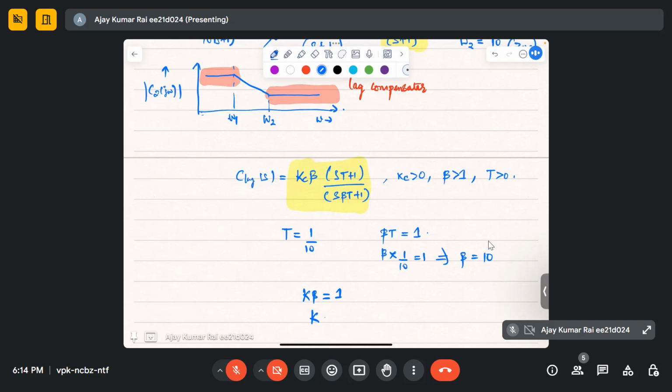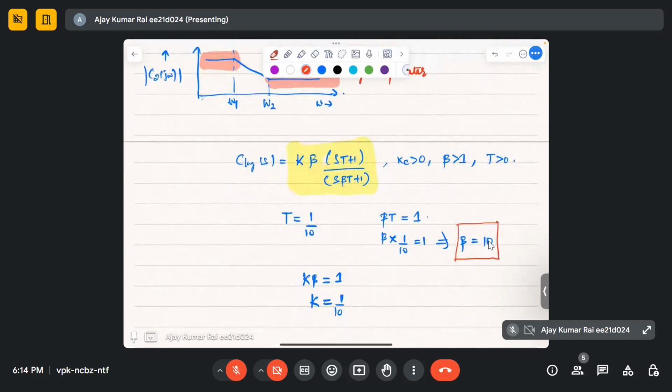and k is equal to, okay, let me write a different k here. So k is coming out to be 1 by 10, right? From the information we have, beta is greater than 1. So it is all satisfied: T is greater than 0, beta is greater than 1, k is also greater than 0. From here also we can say it's a lag compensator.